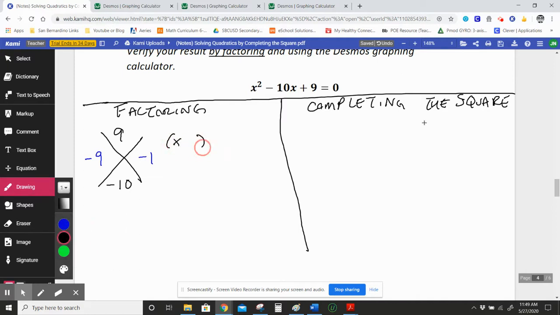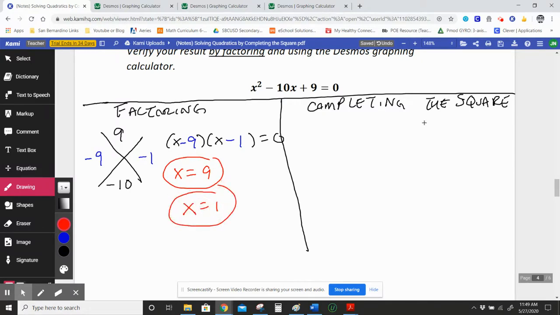It'll be (x minus 9) multiplied by (x minus 1) equals 0. On this side, I get negative 9. On this side, I get negative 1. When you solve this, you should be really used to this by now. x is equal to 9. That's one of the answers, and x is equal to 1. That's my other answer. Easy peasy lemon squeezy. The left-hand side is done.